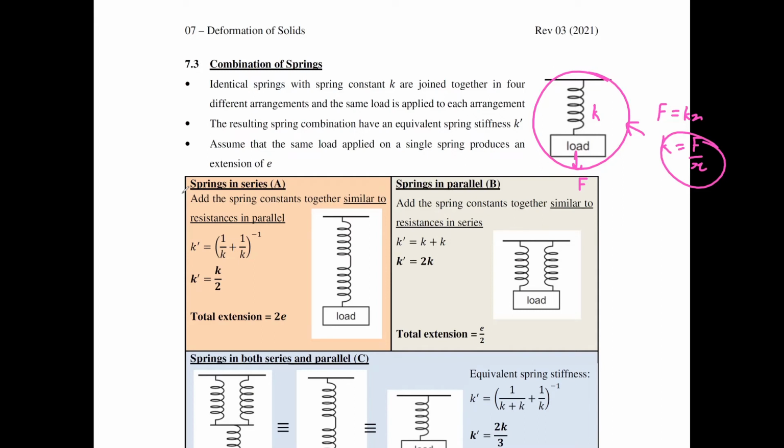But what if your spring is not a single spring? Your spring is a combination of other springs. How then are you going to find the spring constant? That is what this table below will tell you.